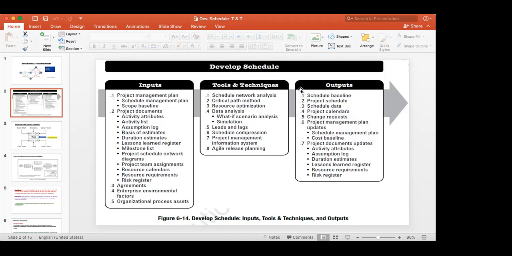In the develop schedule process, what you expect as output is the schedule baseline and project schedule. We are developing the schedule. So schedule data, project calendar, change requests, project management plan. Then you update everything: schedule management plan, cost baseline, all this. Then project document updates. You always do document updates finally in every process. So this is the simple ITTO diagram for the develop schedule process. We are concentrating on the tools and techniques here. That is the most important part.